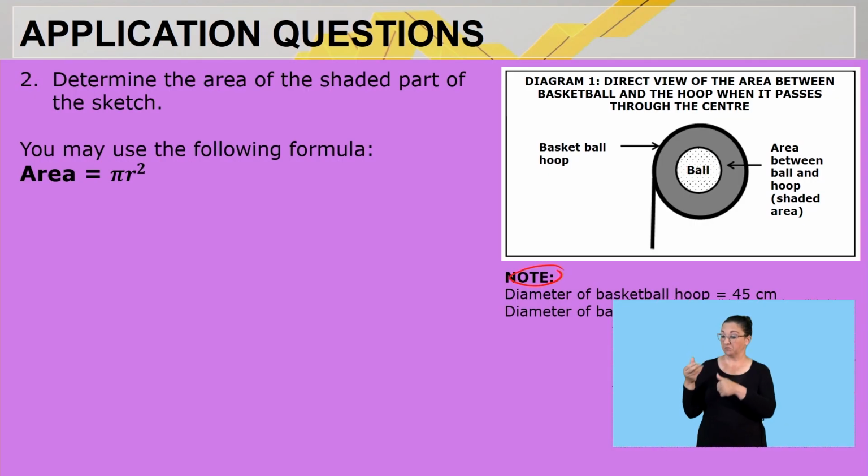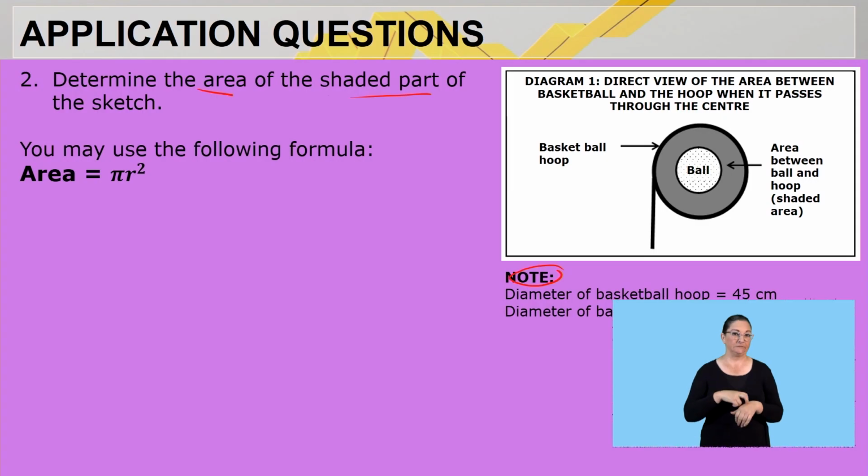We have the diagram. Now it says determine the area of the shaded part of the sketch, right? You may use the following formula. Area equals pi times radius squared. Now looking at this, guys, it's important to note that we will have 2 circular objects. You agree? And what will that be? The first one is the ball, the basketball. And the second circular object that we are working with is the basketball hoop.